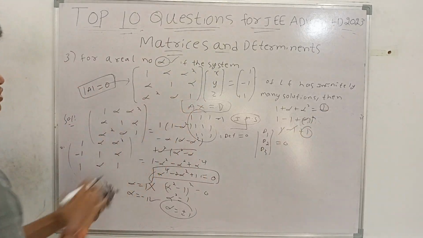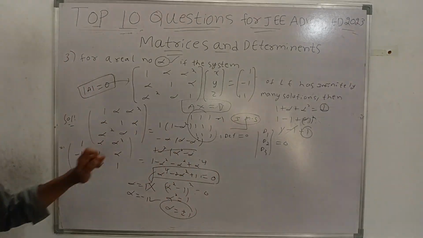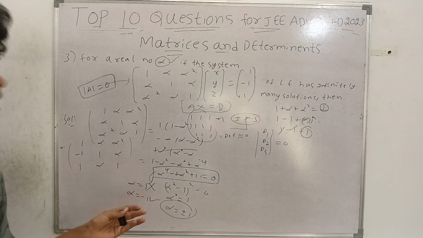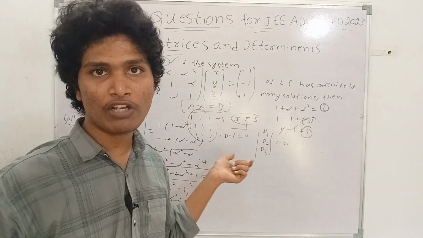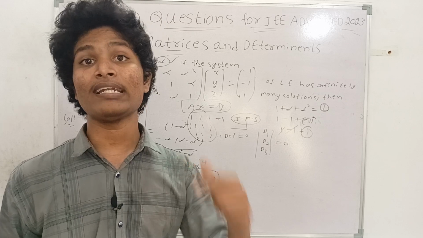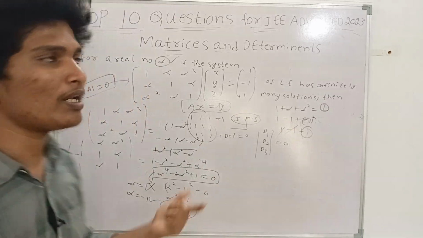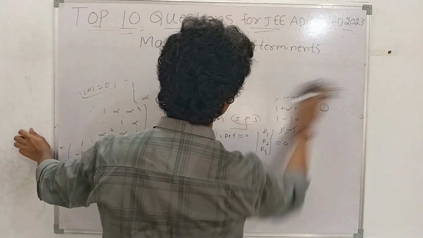So like this you have to solve. We have to firstly apply the condition of infinitely many solutions. What is the condition from Cramer's rule? From Cramer's rule we already know that if AX equal to D, the d1, d2, d3 values are equal to 0, and also the determinant is equal to 0. So like this you have to solve. The third question is completed.